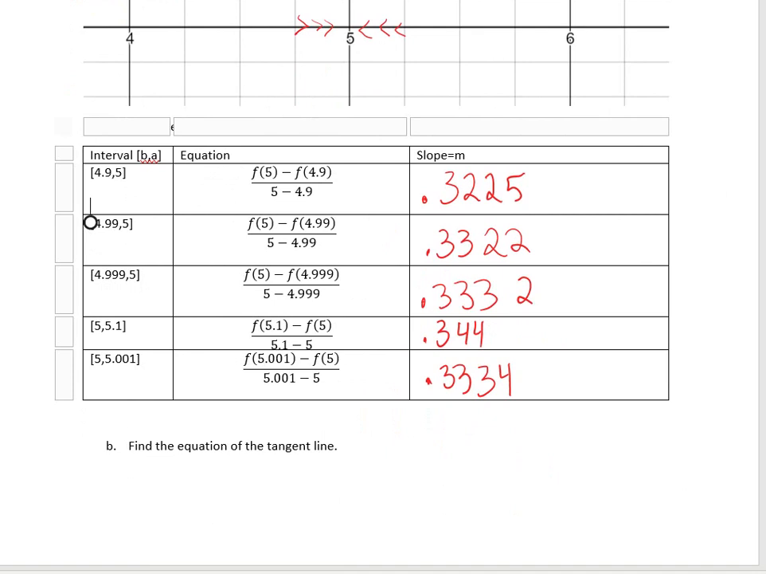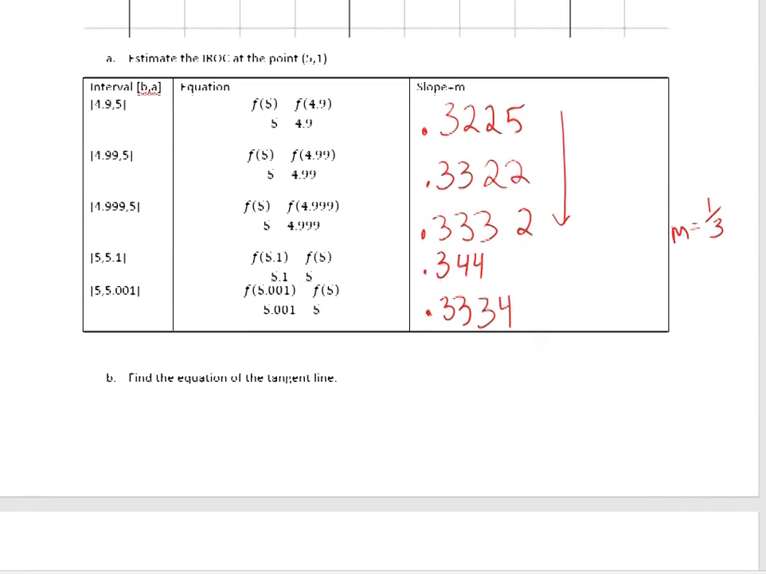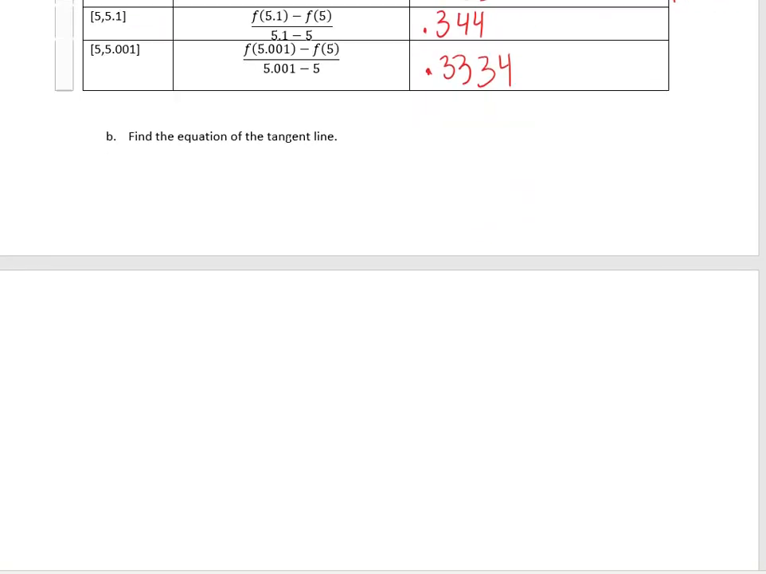So here's what I'm noticing: as I'm getting closer to 5, these values are getting closer to 0.33 repeating, which means that m is probably getting really close to 1/3. Now again, I want to find the equation of the tangent line. So I have the point (5, 1), and I have the slope 1/3. So remember, y equals 1/3 x plus b.